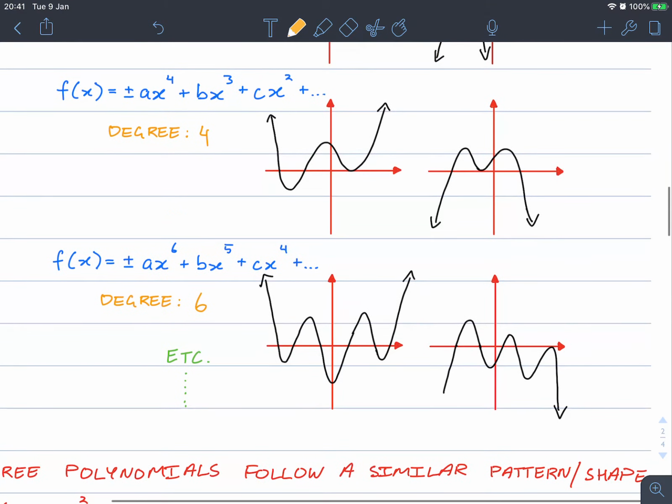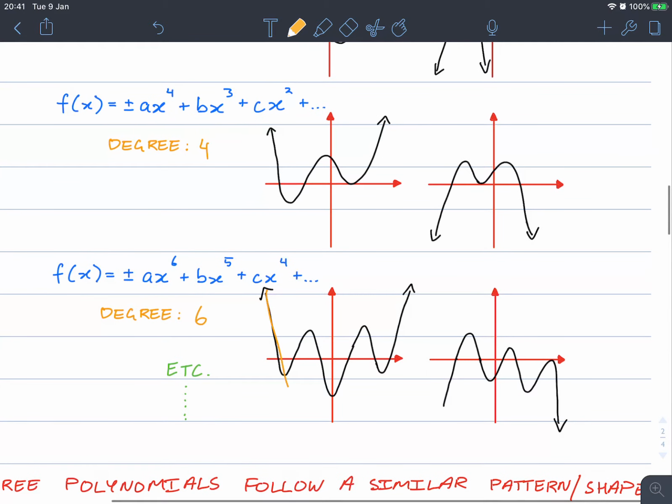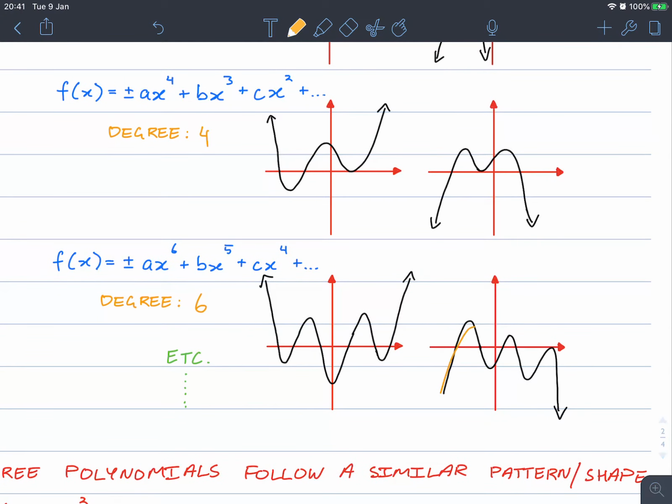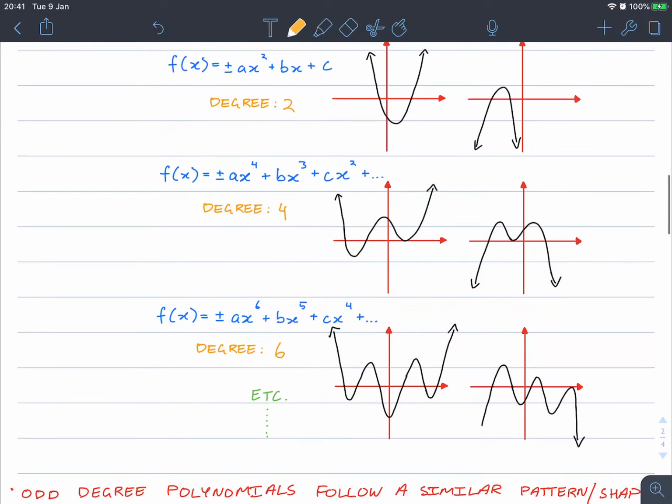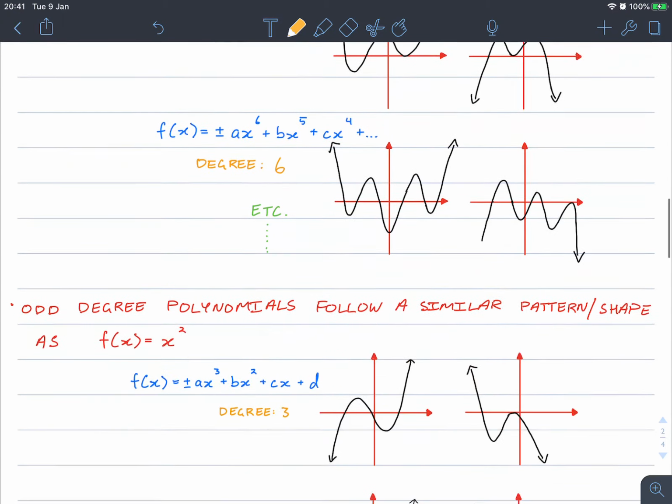When it's a degree 6, you can see how it's kind of like a parabola, except in between the two endpoints, it has lots of different turning points and different roots. Likewise here, it enters and leaves like a parabola, but it's got lots of little details in between. And this pattern will follow for degree 8, degree 10, degree 12, etc.